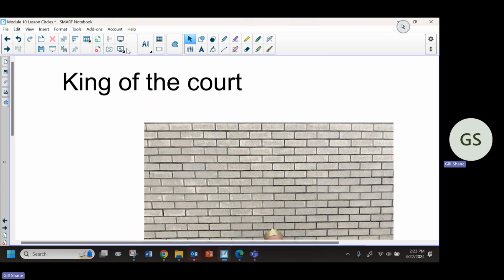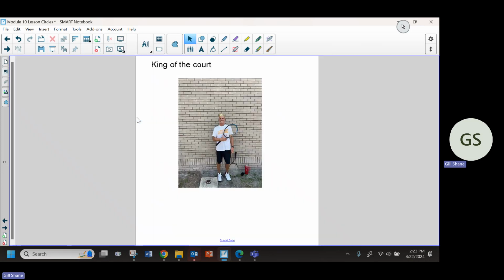I don't know where that is. Hold on. Now I gotta zoom way out, try to find the correct page.